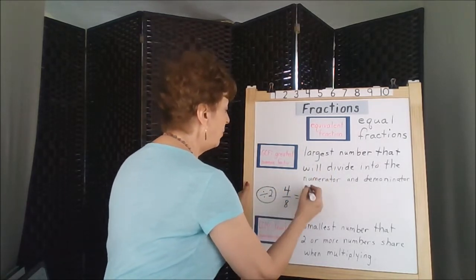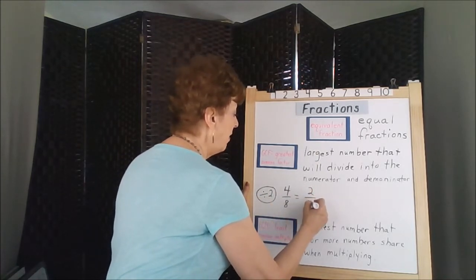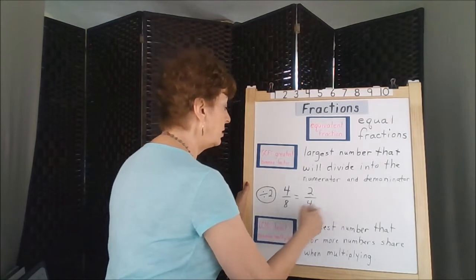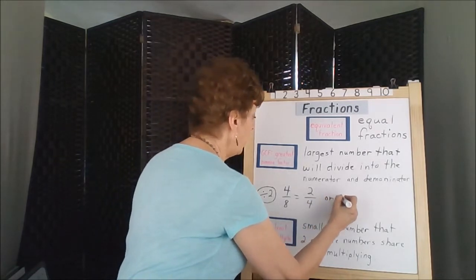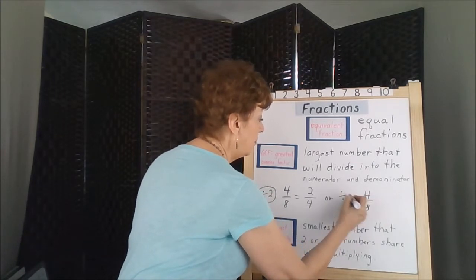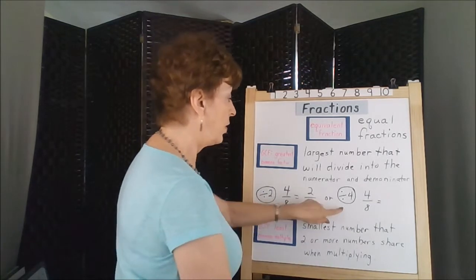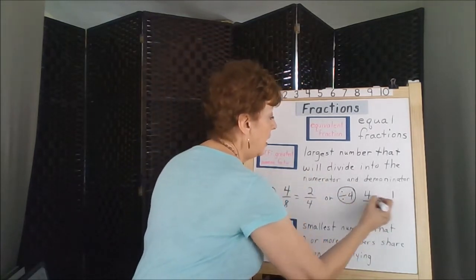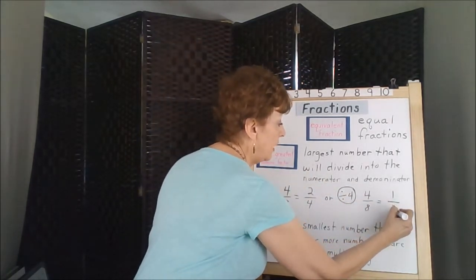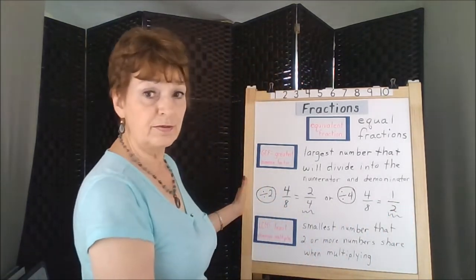2 divides into 4 2 times, and 2 divides into 8 4 times. That's an equivalent fraction. Or we also could divide 4/8 by 4. 4 divides into 4 once, and 4 divides into 8 twice. We have 2 equivalent fractions.